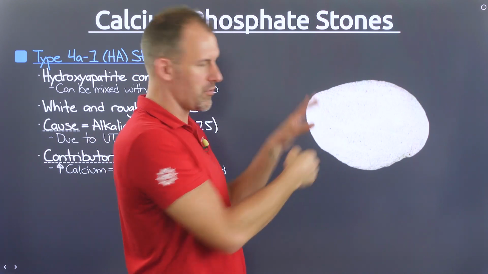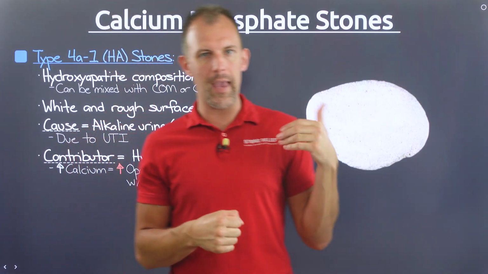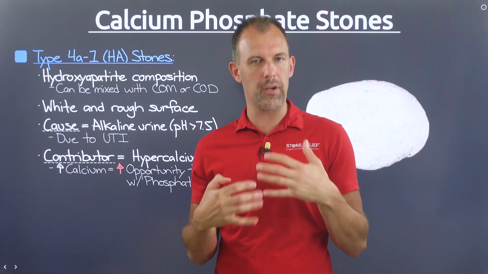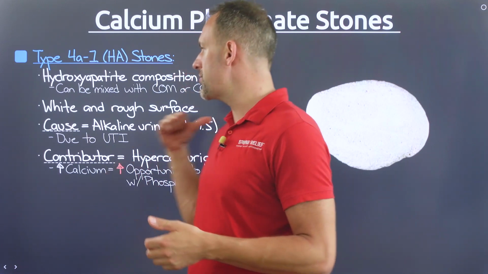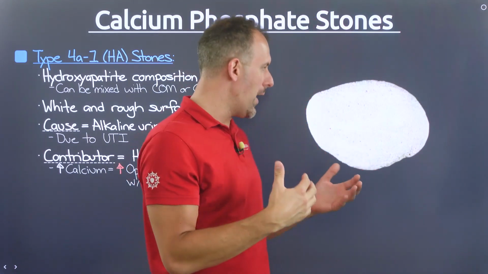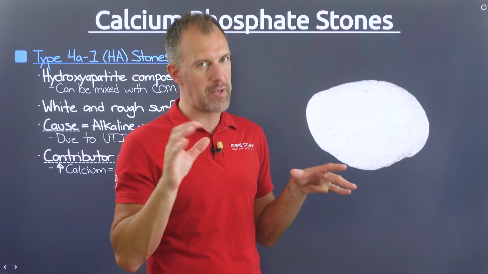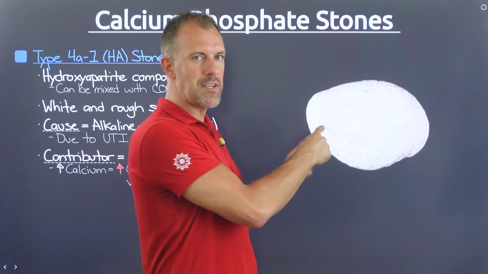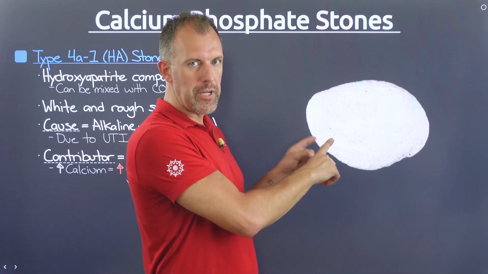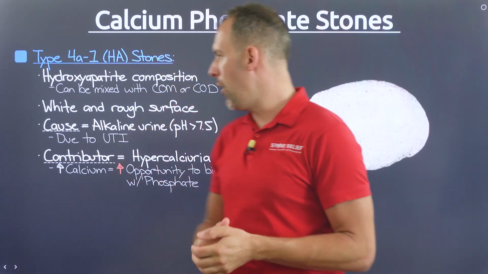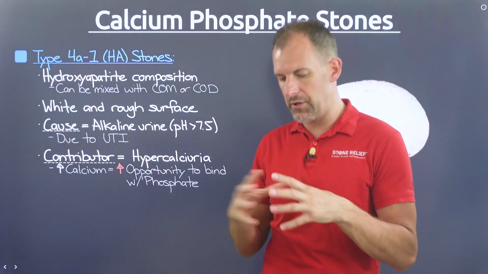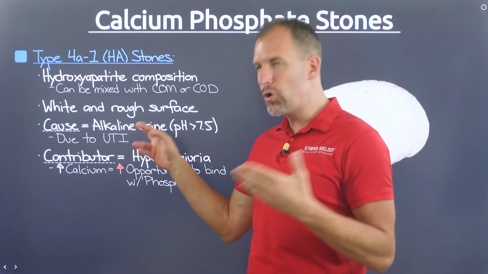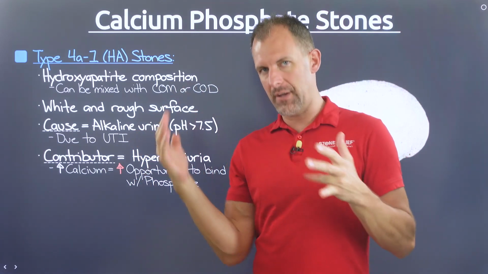This is also a potential stone type that you may find mixed in with calcium oxalate monohydrate or calcium oxalate dihydrate stones. They like to intermingle and can create some mixed stone types. As you saw, they're going to be rough and white in their surface composition, which is in stark contrast to some of the rest of the stones you're going to see in this family. When you see something that looks like this, it's pretty definitive that it's this particular stone type. Now, when it comes to the causes, you're going to see a theme that presents itself across all these chapters and all these different stone types: alkaline urine of a pH greater than 7.5, roughly.